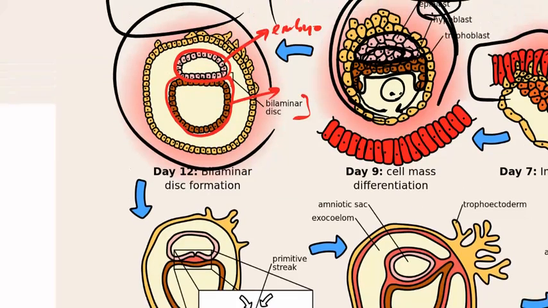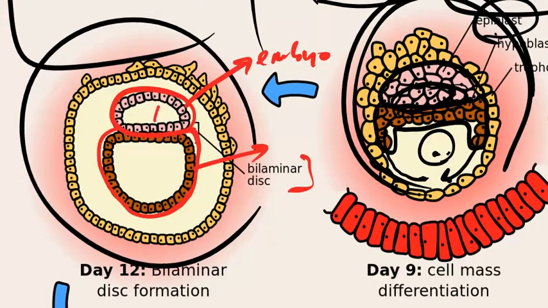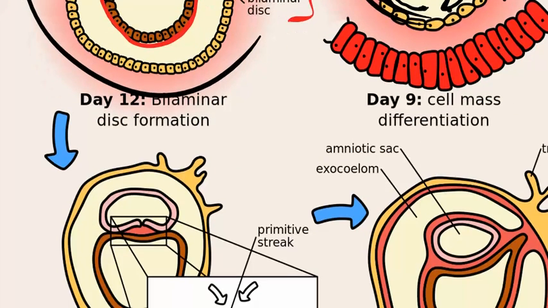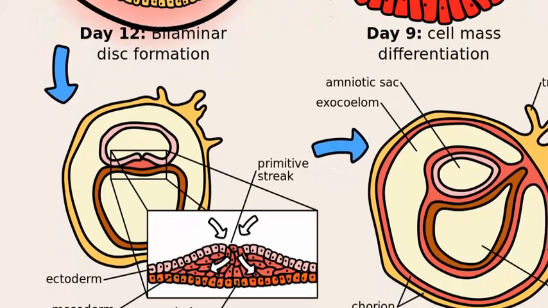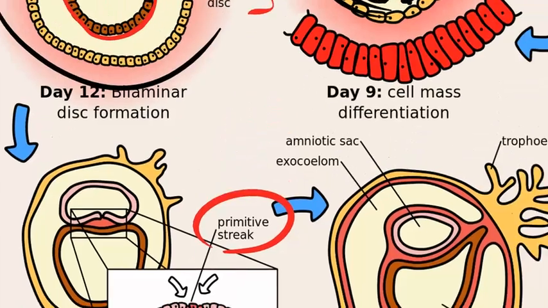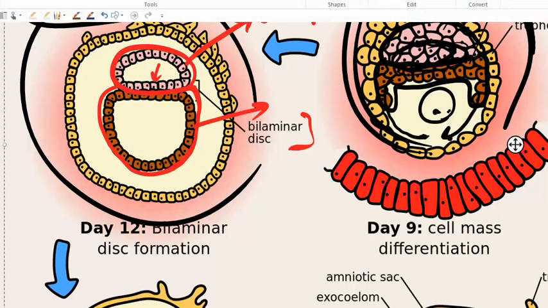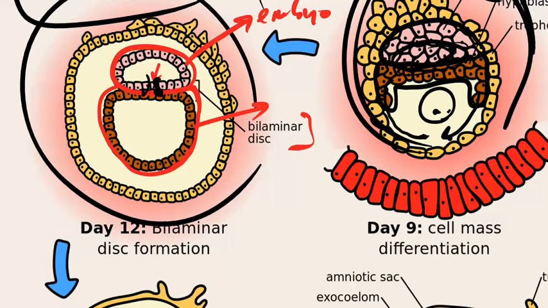So now what happens is that the epiblast, meaning the cells here, you're gonna get an invagination of that epiblast, and that's gonna form what's known as the primitive streak. If you can imagine, these cells will start diving in. As they dive in, they form a line, and that's your primitive streak. As the cells dive in, they give rise to the mesoderm and the endoderm.